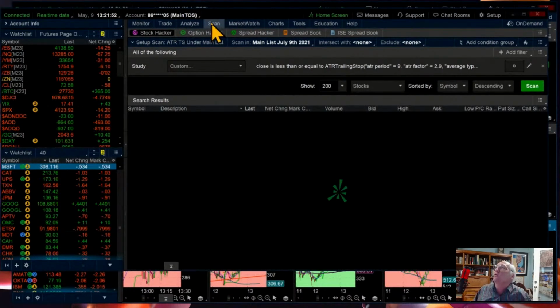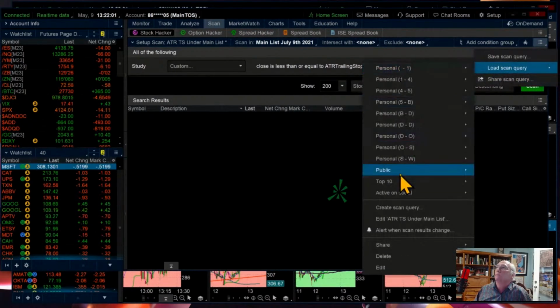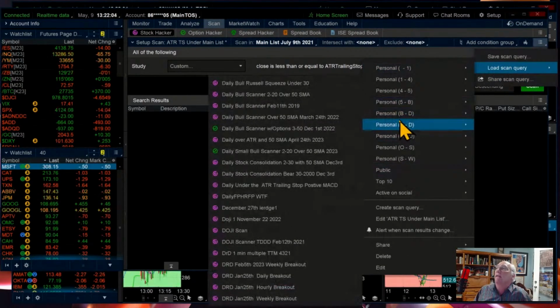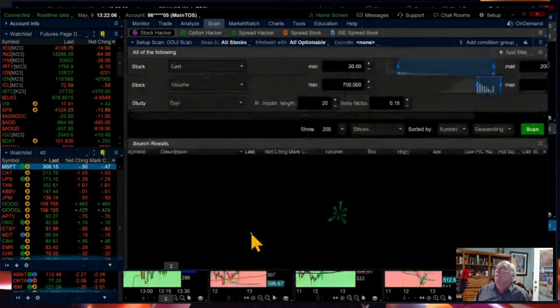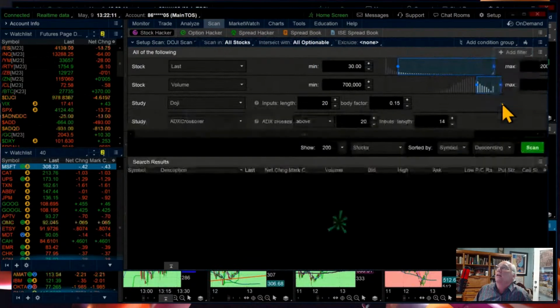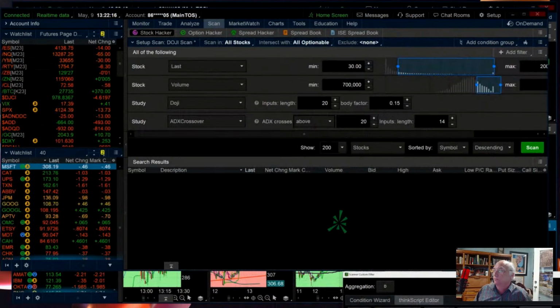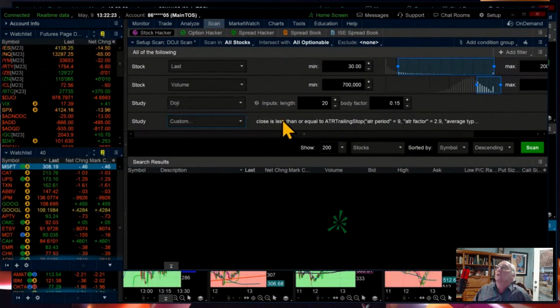So now we go back to the doji scan. And so when I do that, I'll show you. Just a simple doji scan. But now what we're going to do is add something. We're going to add a study and just custom. There. Now you have the close is less than the ATR trailing stop.